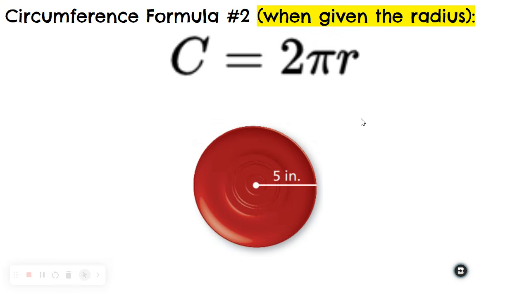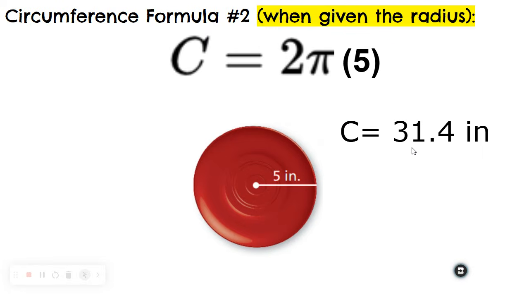Let's look at the frisbee. At least I think it's a frisbee. Again, we're only given the radius, so I'm going to use the formula 2 times pi times radius. I'm going to take R out and put 5 in. Now I need to do in my calculator 2 times pi times 5, and this is going to give me 31.4 inches. 2 times 5 is 10, by the way. That's the full diameter, and 10 times 3.14 is 31.4.